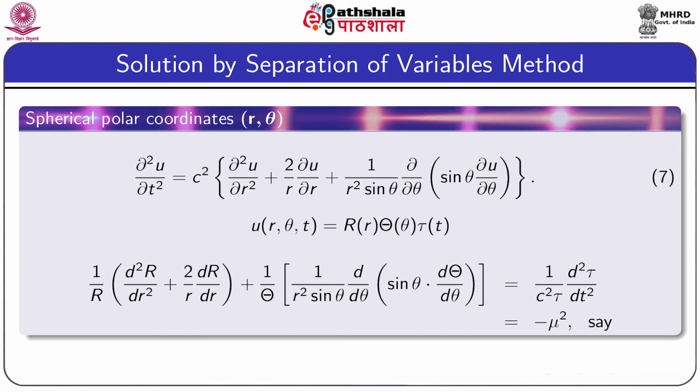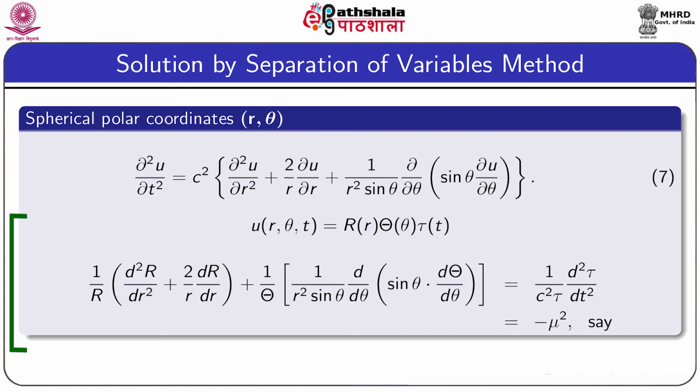The wave equation in spherical polar coordinate system is given by equation 7. Again, we are trying to find the solution using the separation of variables method. For that, we write the solution u as a product of r, theta and tau. So, if you substitute this expression of u in 7, we obtain the expression written in the last line.